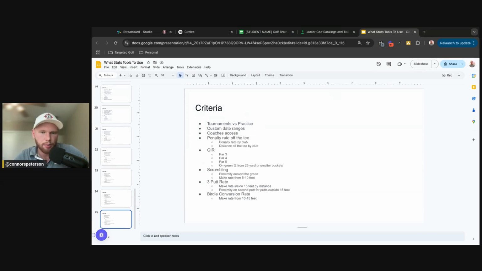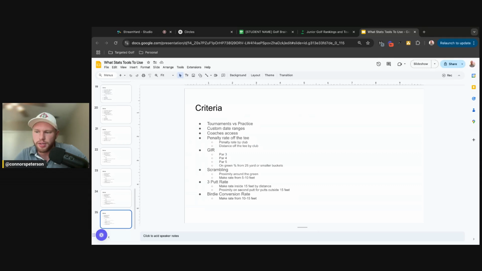And then birdie conversion rate specifically, you want to know what your make rate is from 10 to 15 feet roughly. You're not going to make a ton of putts from 20 feet. You can't really practice trying to make putts from 20 feet. That becomes more of a speed game, lower probability of making those putts. From 10 to 15 feet, we can be at a 30, 40% make rate from that distance.